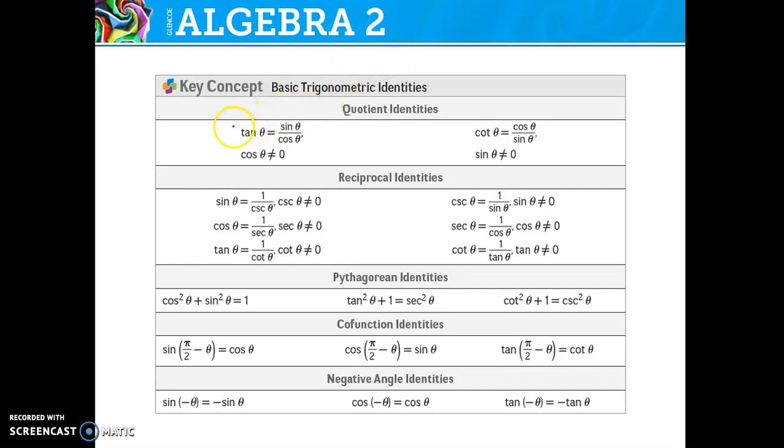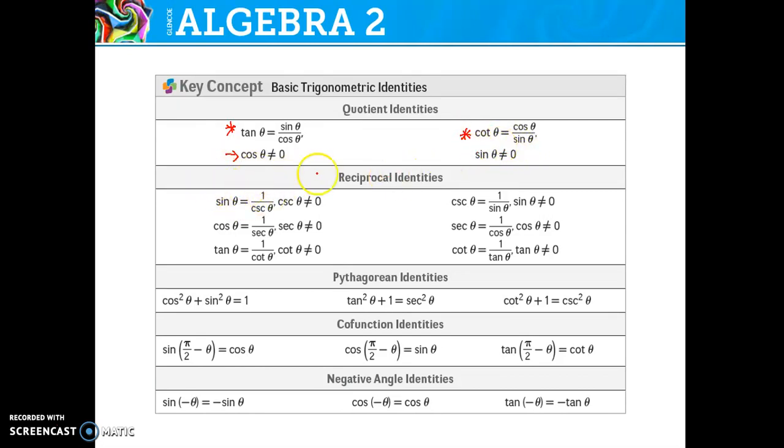Some of these you already know. You already know that tangent is sine over cosine. This is true for every value where it is defined. Remember, wherever cosine would be 0, this would not work, but that's okay. It's for every angle that I plug in that cosine is not 0, tangent is equal to sine over cosine. Cotangent is equal to cosine over sine as long as the sine of theta is not equal to 0.